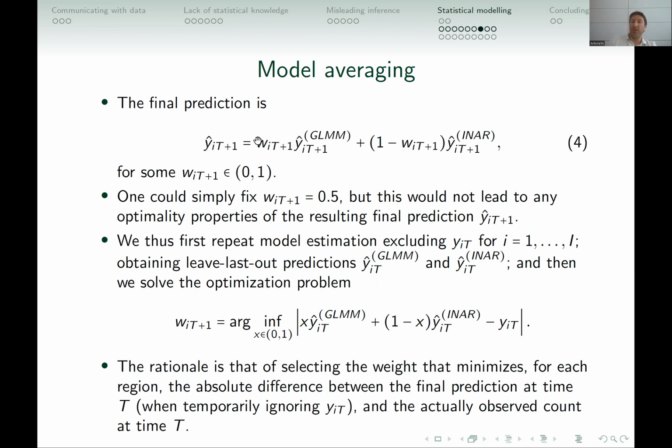Of course, it's crucial the way we choose the weights. We don't choose any weights arbitrarily. We simply look at what is called the leave-last-out predictions, and we solve an optimization problem. So we try to find the best weights in terms of prediction. So we consider what is called the rolling window. So we just checked that our estimates were reasonably good.